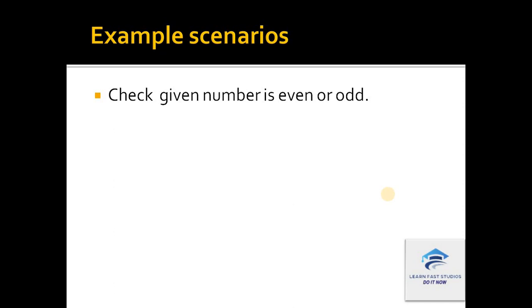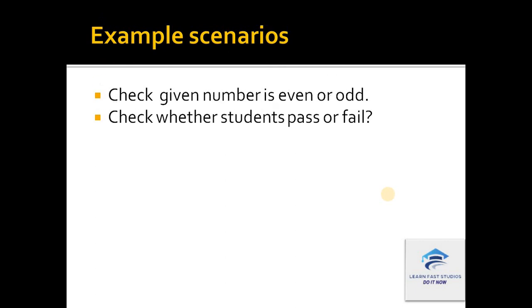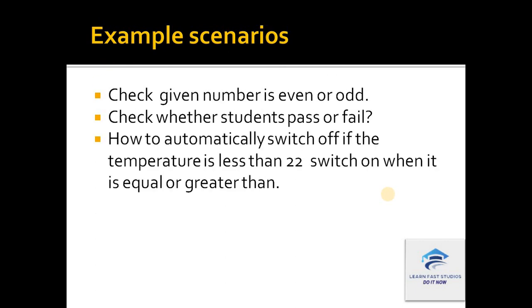A user is asked to find out whether the given number is even or odd. The second one is whether a student has passed or failed. The third scenario is that the user is asked to switch on the air conditioner when the temperature is greater than 22 and switch off automatically when the temperature is less than 22.